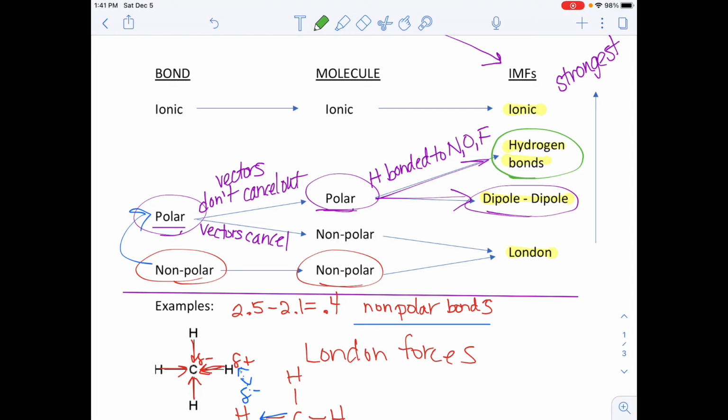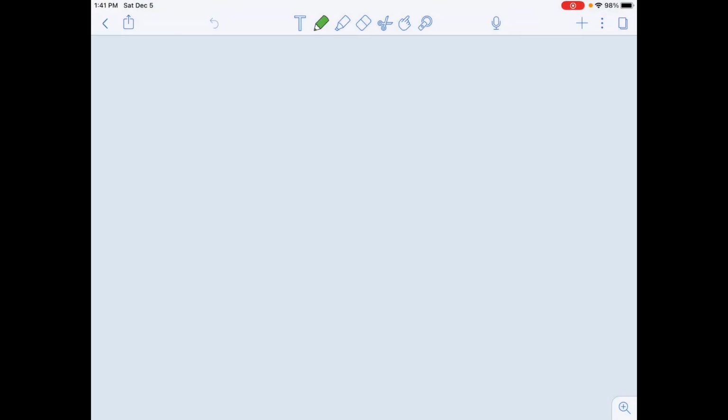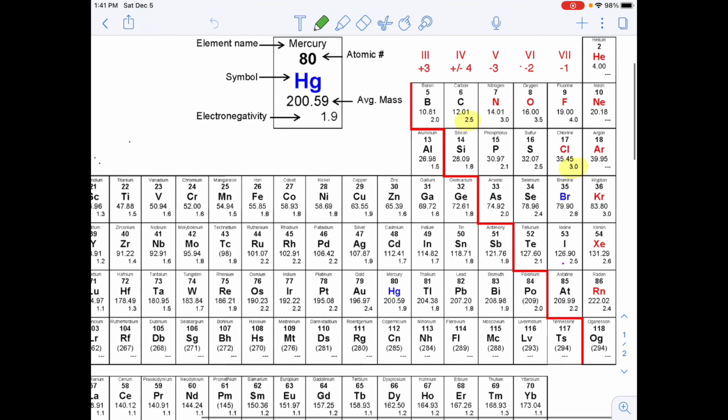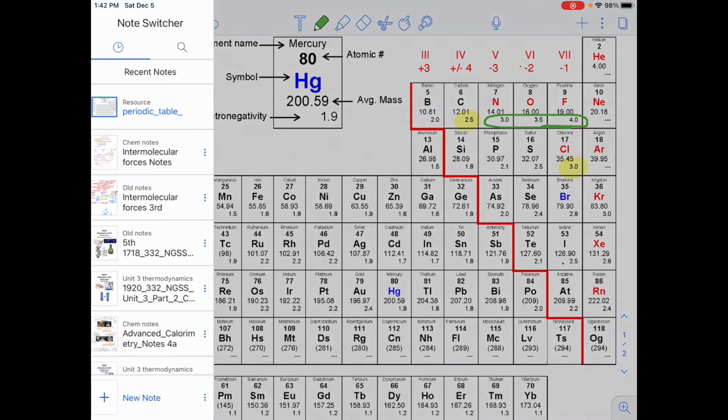Now, a special case, a stronger case of dipole-dipole intermolecular forces is something called hydrogen bonds. Okay? Hydrogen bonds have to do with an intermolecular force with a hydrogen and one of the most extremely electronegative elements. So if we look at these electronegative values, you could see on the top right, nitrogen, oxygen, and fluorine, 3.0, 3.5, and 4.0 are the most electronegative elements on the periodic table. Okay, they really want their electrons to fulfill their octet.